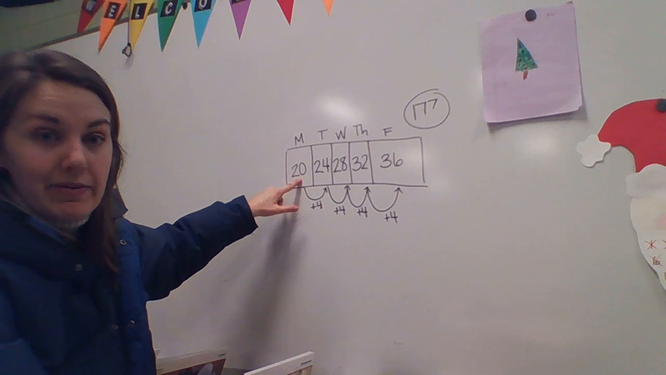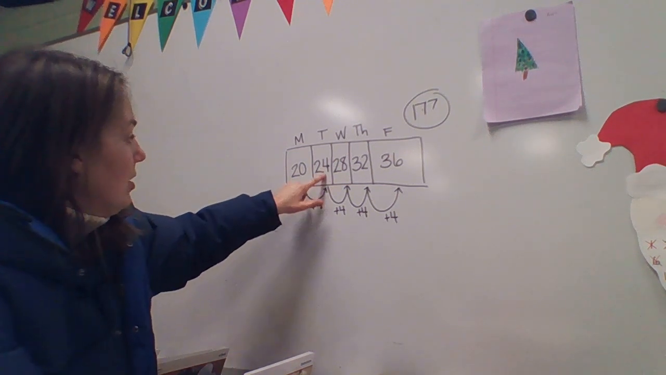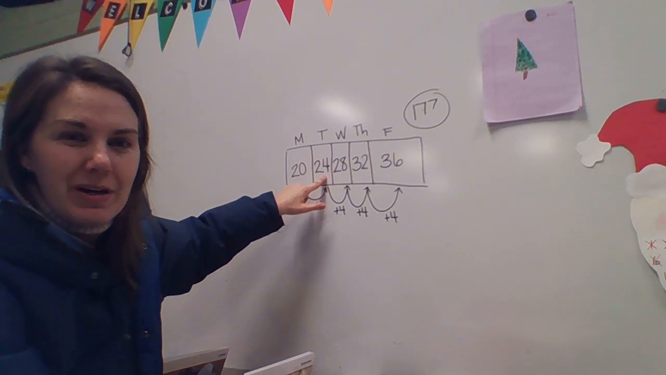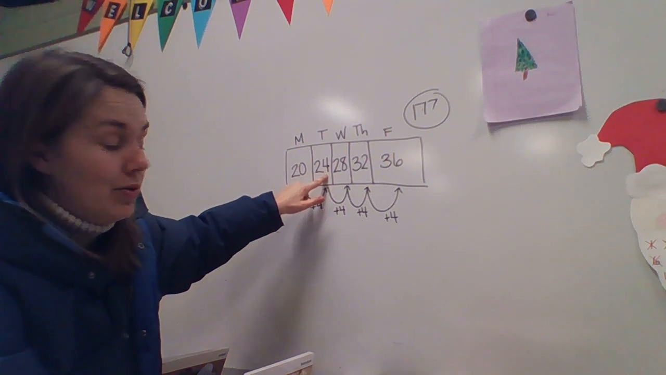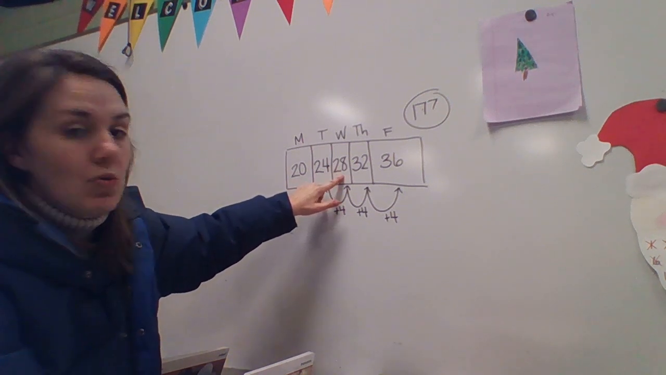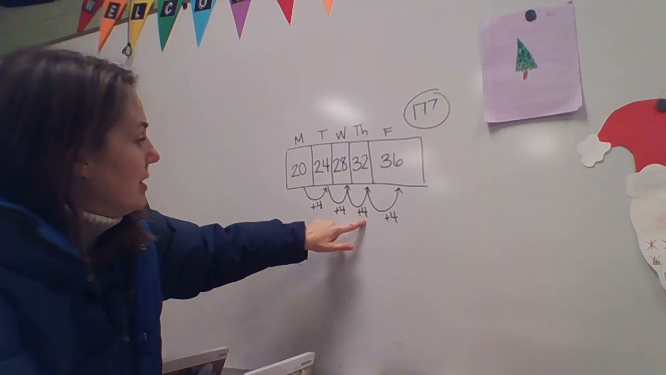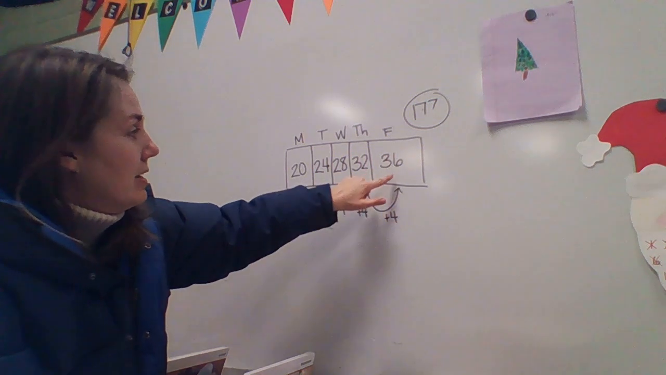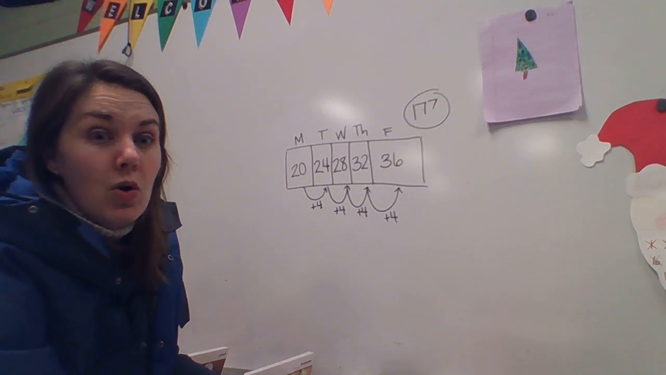So 20 is an even number, right? We added 4. 4 is an even number. Our sum, our outcome, was also even. 24 is another even number. Let's see if that pattern still holds. So we add another even number, 24 plus 4. 28 is also even. 28 plus 4 more, 32 is even. 32 plus 4, 36 is also even. So each time, all of the numbers in the pattern will be even.